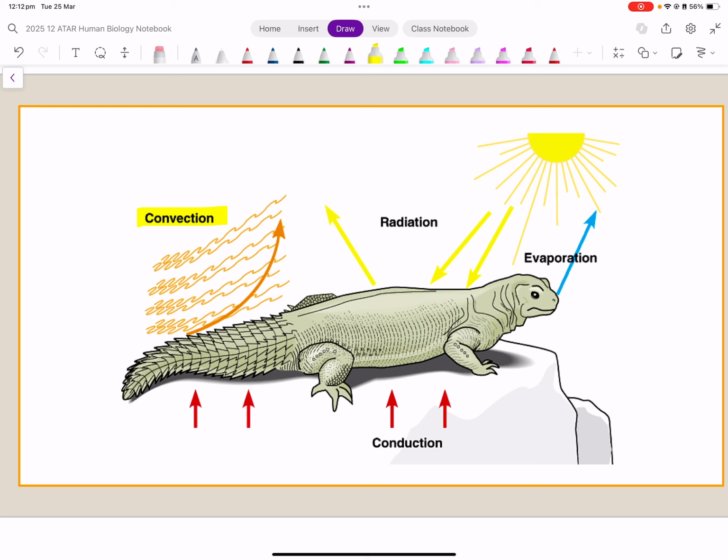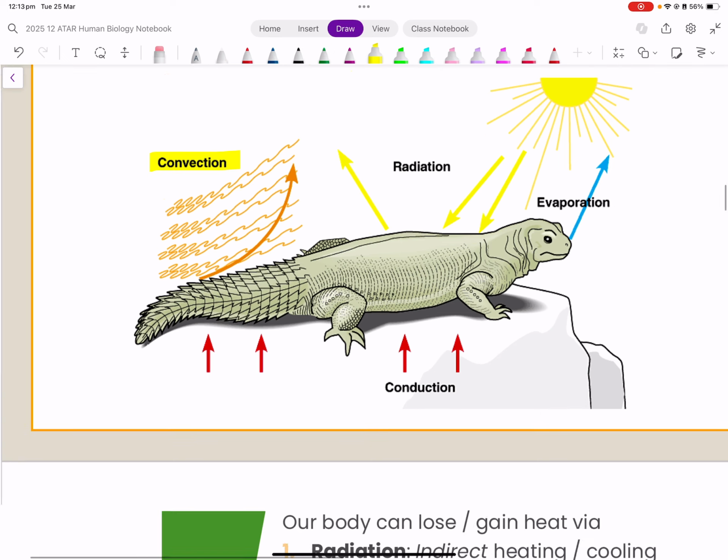Next, evaporation. So evaporation works in conjunction with convection to a certain extent. Evaporation is where liquid sweat that accumulates on the surface of our skin, when it evaporates, it goes from a liquid to a gas, and it releases that thermal energy in that process. And finally, conduction. Anything that we touch, we conduct heat either into, or we take heat from it, depending on which is warmer and cooler respectively.